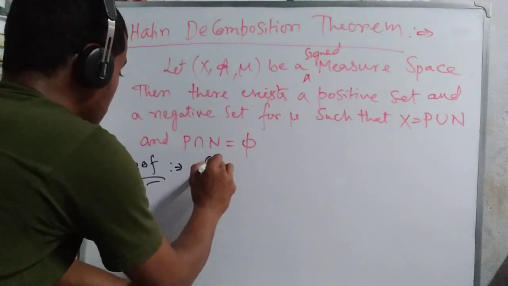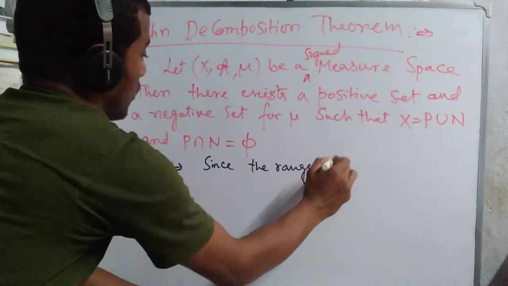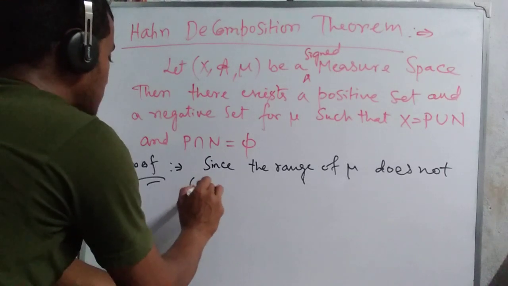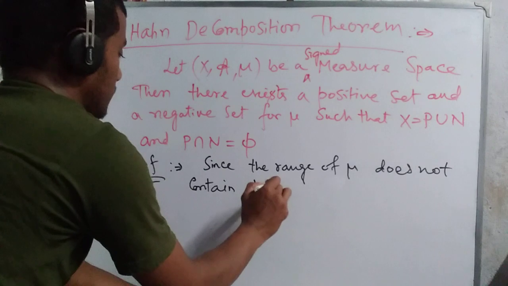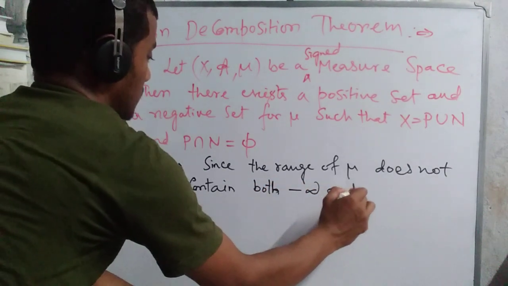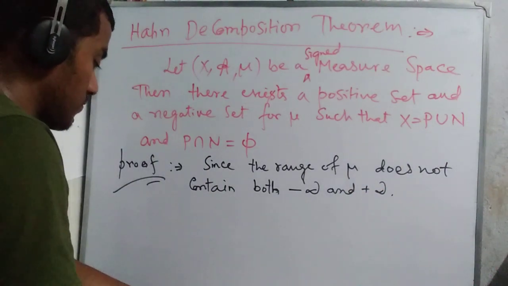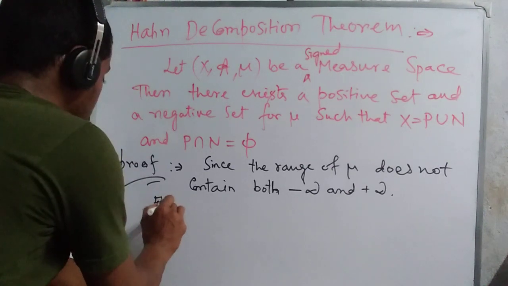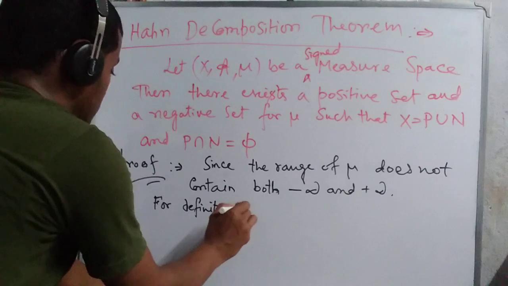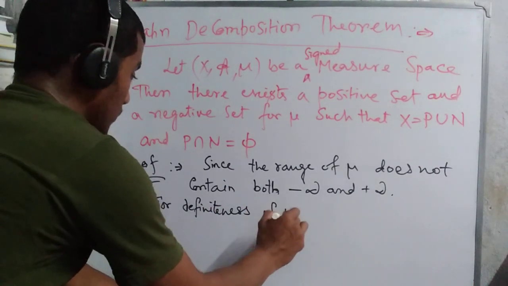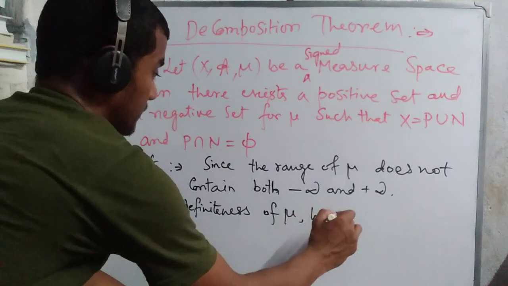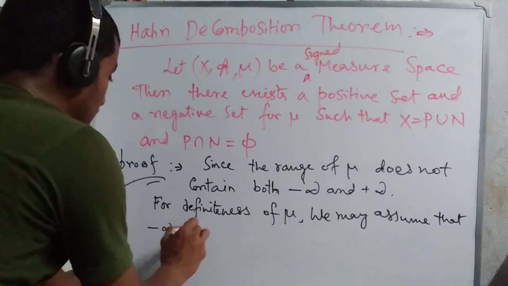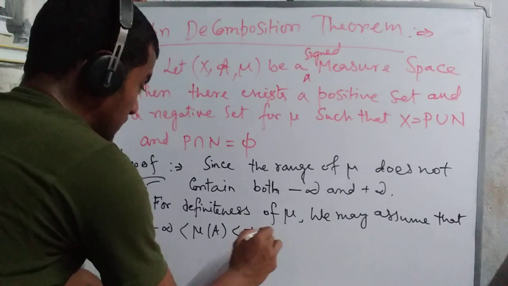Since μ is a signed measure, the range of μ does not contain both plus infinity and minus infinity. Then for definiteness of μ, we may assume that −∞ < μ(A) < +∞.